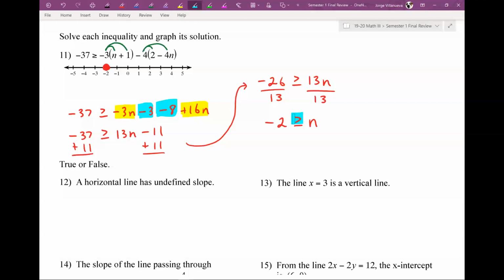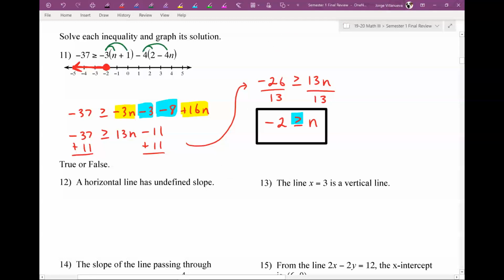Now, let's pretend it was n greater than or equal to negative 2. Then you go to the right because the variable is on the left side. But if the variable is on the right side, you have to go the opposite direction. So that means this is going to go this way. And that's what it's going to look like when you draw your answer. Let me just highlight that solution here, and then we'll move on.